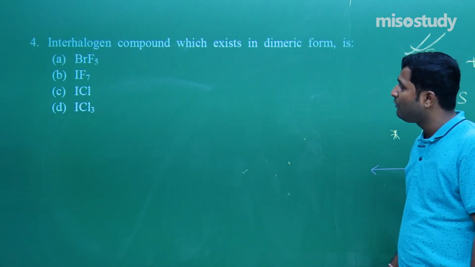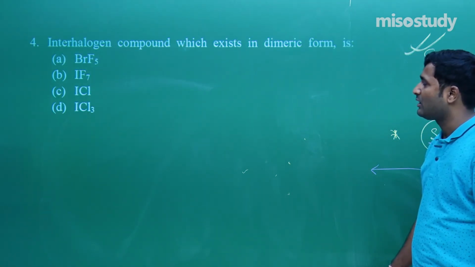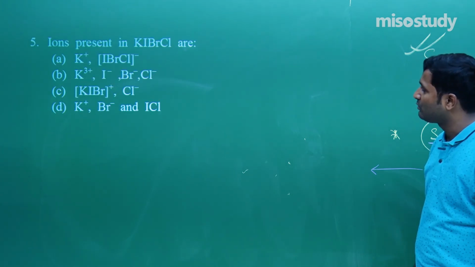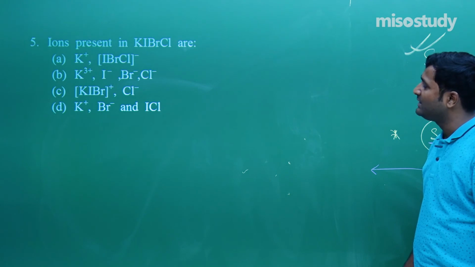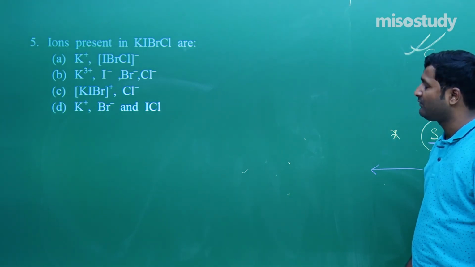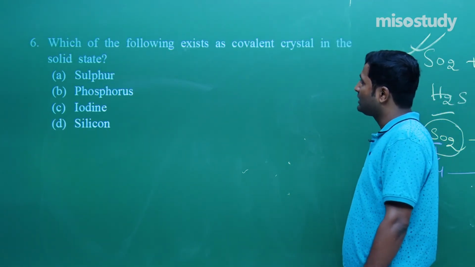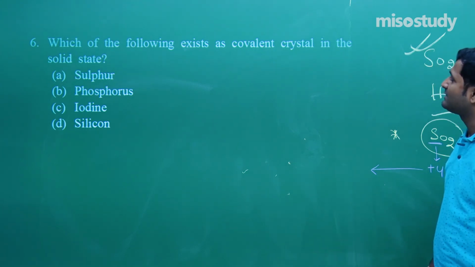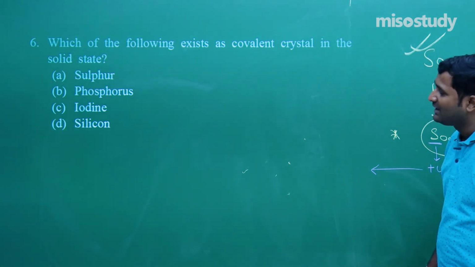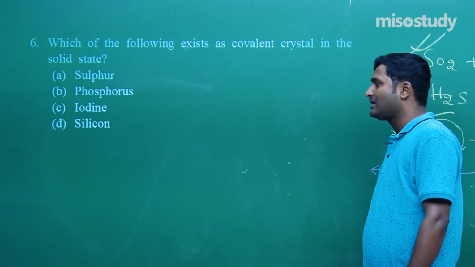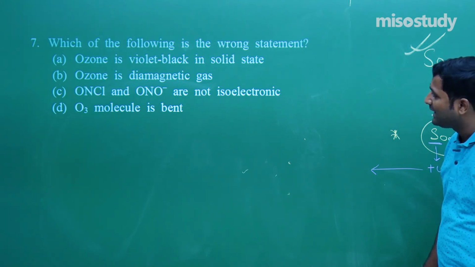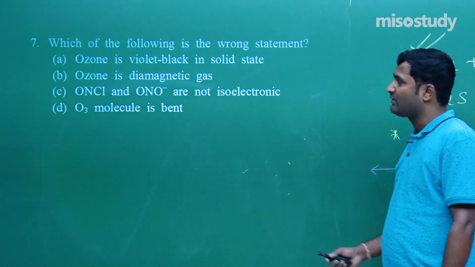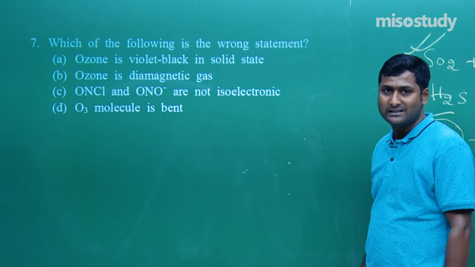For question number 4, D is the correct option, ICl3. For question number 5, what is the ion? That is A, K plus IBrCl minus. For question number 5, A is the correct option. For question number 6, which of the following exists as a covalent crystal in the solid state? That is sulfur, phosphorus, iodine, and silicon. Clear? Which of the following is the wrong statement? C is the wrong statement. For question number 7, C is the correct option.